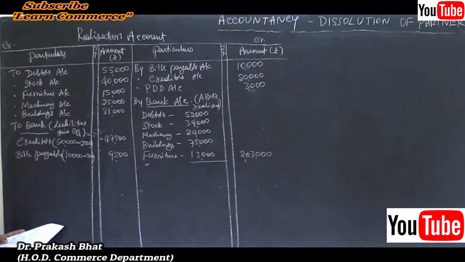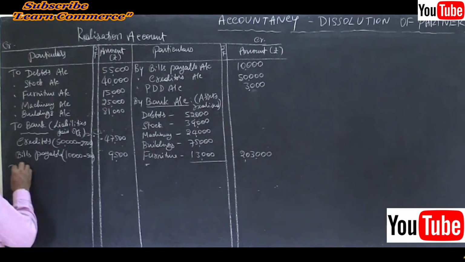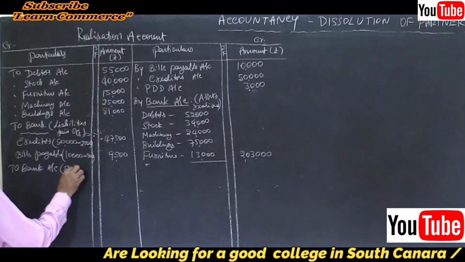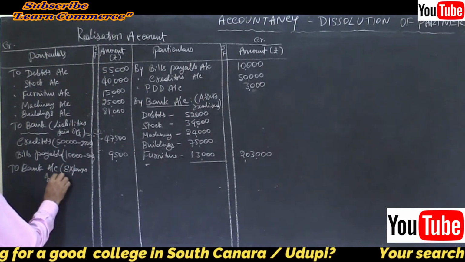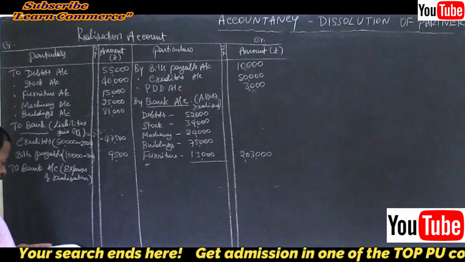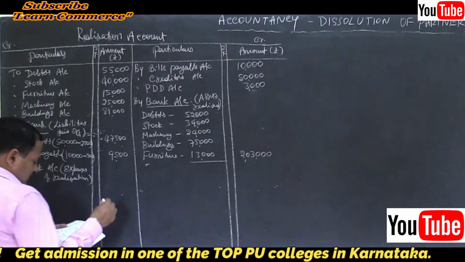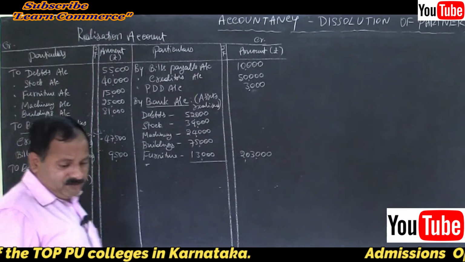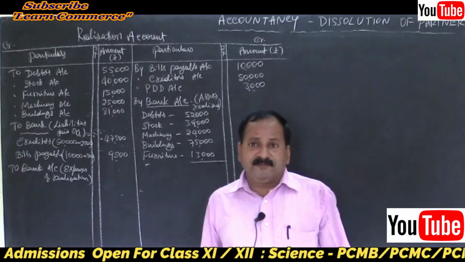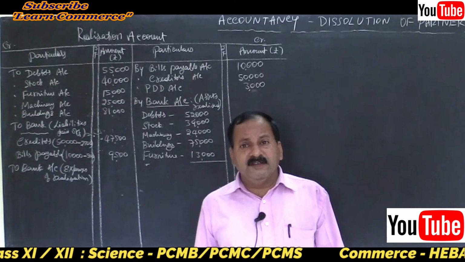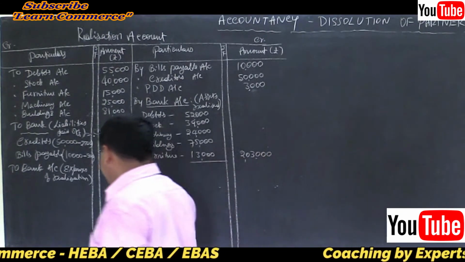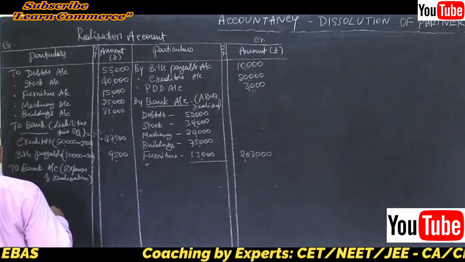Now, there is an expense, right? Realization expense. So, to bank, expenses of realization. How much? Expense of realization or dissolution expenses, isn't it? Dissolution expenses and realization expenses both are one and the same. Remember this. So they may give you dissolution expenses or cost of dissolution or realization expenses. All are one and the same. 4,000.